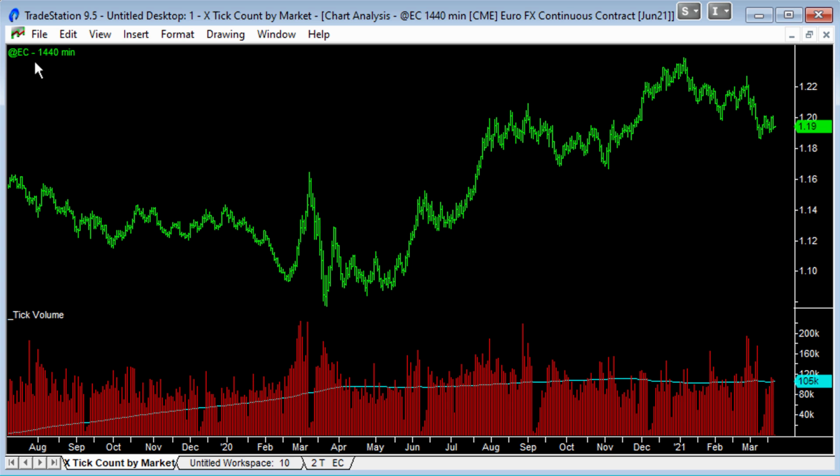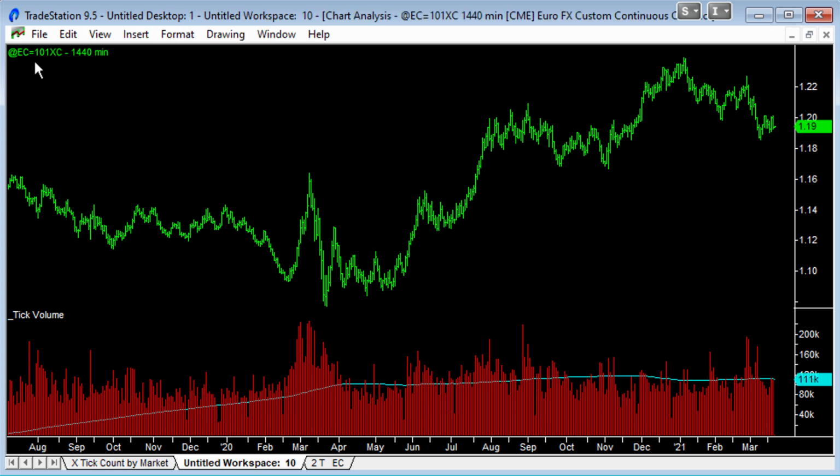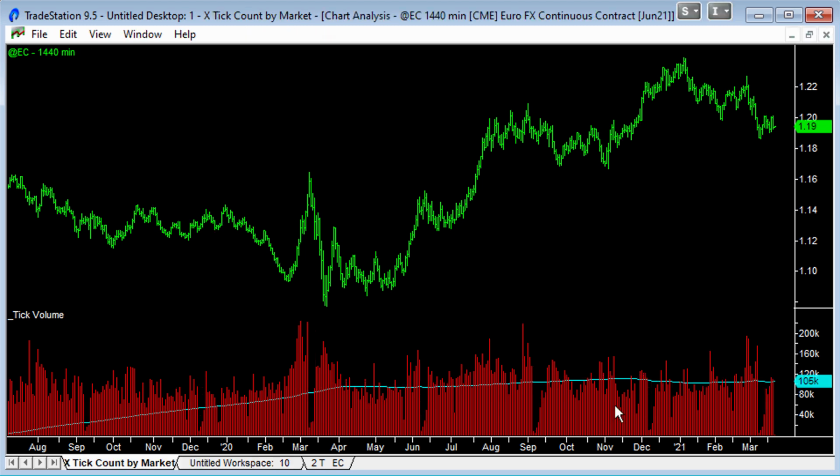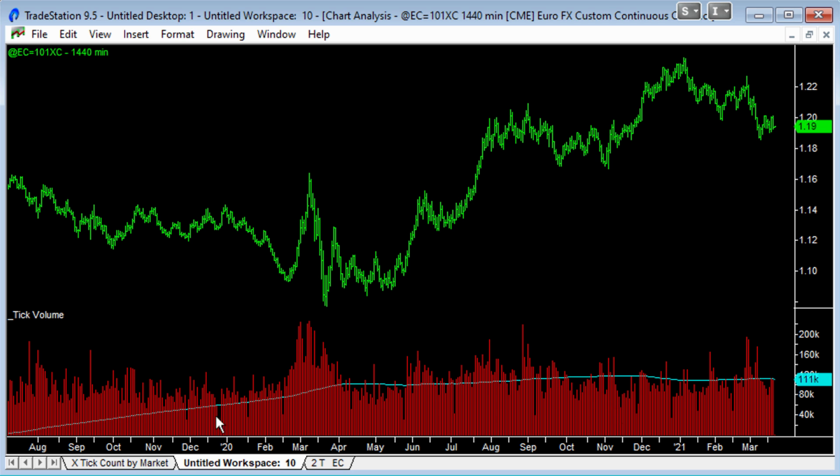So if you look at this, instead of just plotting @EC, what I've done here on the next chart is plot @EC equals 101XC, and that changes this so that the data is being rolled 1 day before the expiry, and in that way you can see all of those drops in volume that we had from the default contract to this adjusted contract basically go away because we're rolling 1 day before expiry instead of 7 days before expiry, which I think is incorrect in TradeStation.